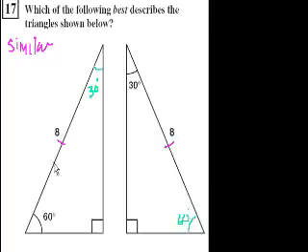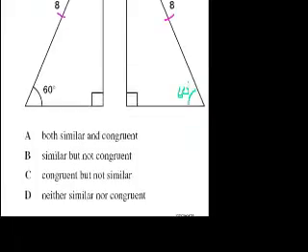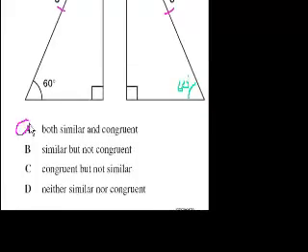But in geometry class, you learned that if something is similar and at least one of the corresponding sides is congruent, then the whole thing is going to be congruent. So these are both similar and congruent triangles. Both similar and congruent. That's A.